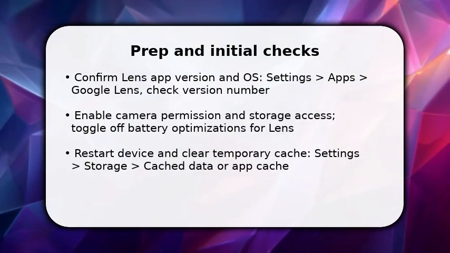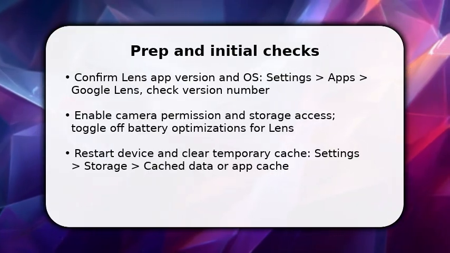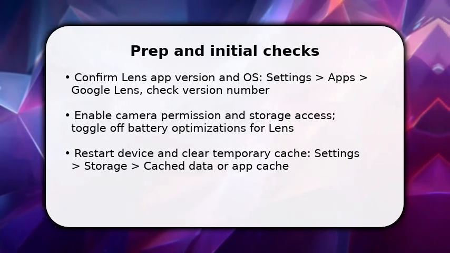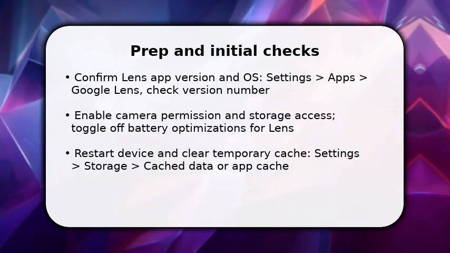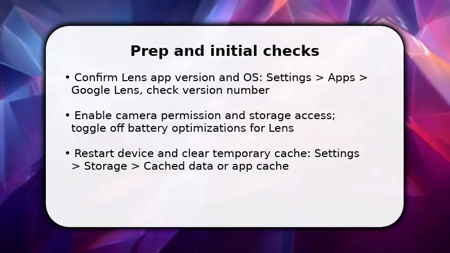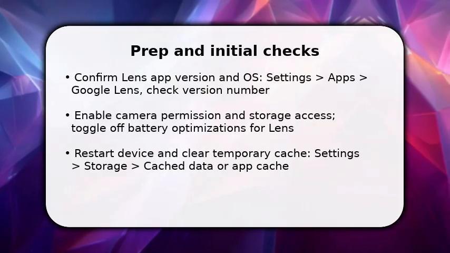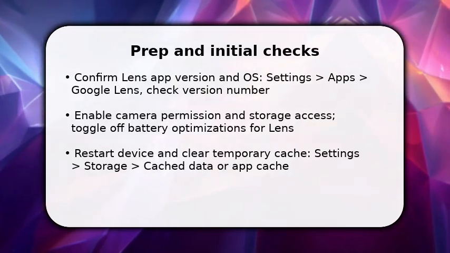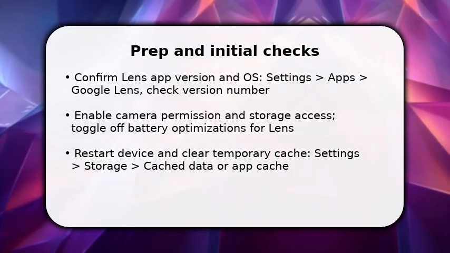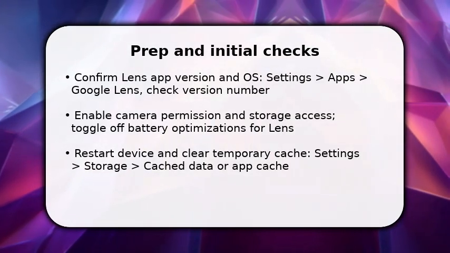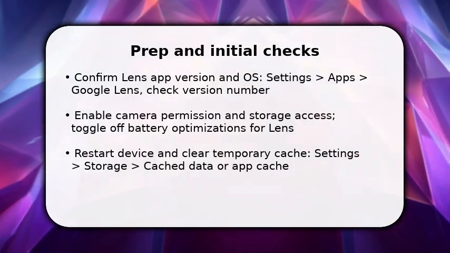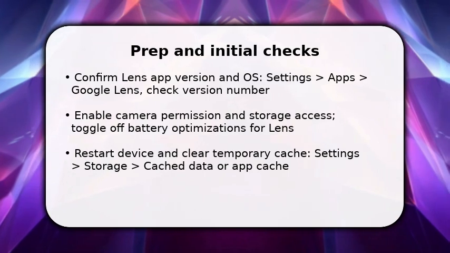You start by verifying prerequisites so you avoid chasing ghost issues. First, open your app settings and confirm the Google Lens version and your OS are current. Outdated builds often fail. Next, make sure camera and storage permissions are granted and that Lens is exempt from aggressive battery optimization. Clear the app cache and then restart the device to release stuck resources. Once done, open Lens and attempt a simple scan, so you can observe the initial behavior before deeper fixes.